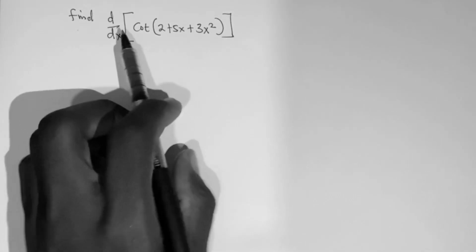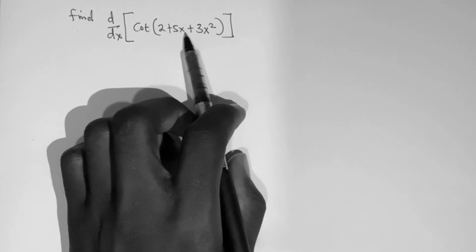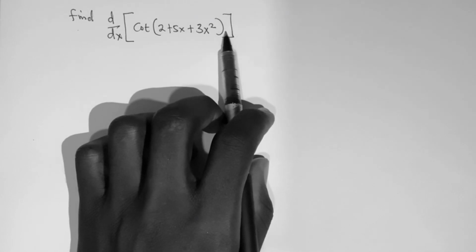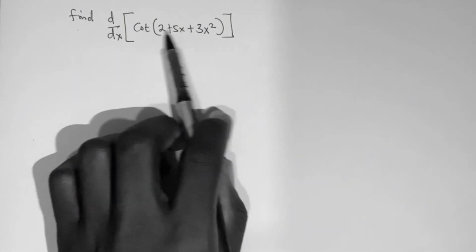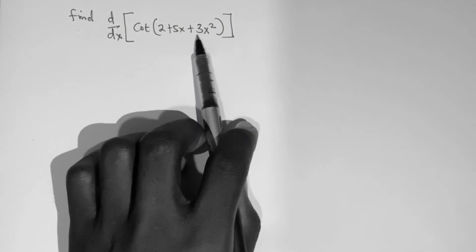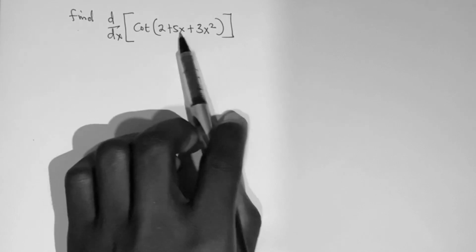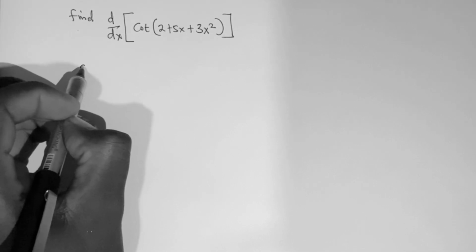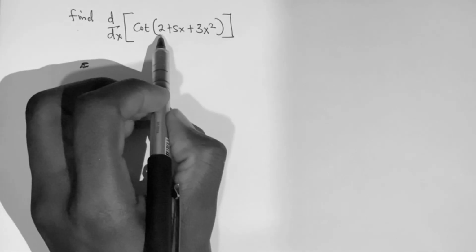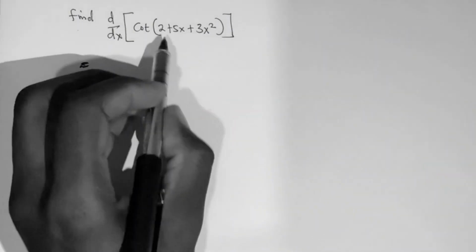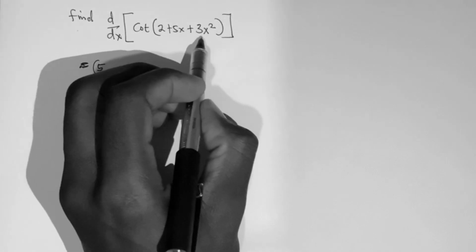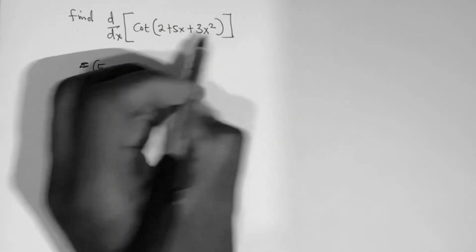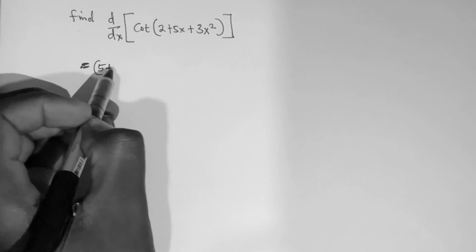Find d/dx of cot of (2 plus 5x plus 3x squared). So we know that if you want to differentiate a function of a function, this is a composite function, you first differentiate the function inside the bracket before you differentiate the whole function. When you differentiate what is inside the bracket, if you differentiate 2 it is 0, if you differentiate 5x, it is 5, then if you differentiate 3x squared, it is 6x. So it becomes 5 plus 6x.